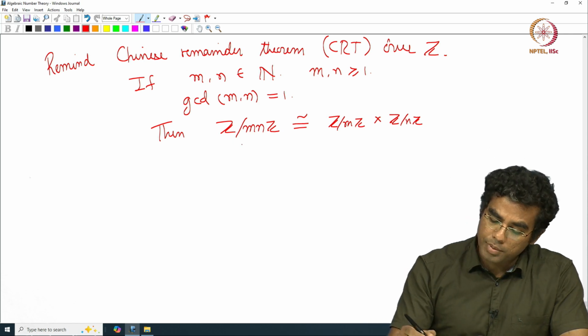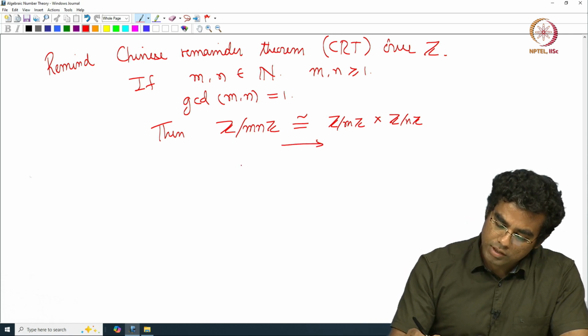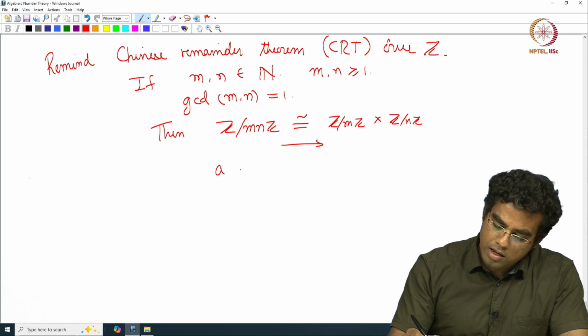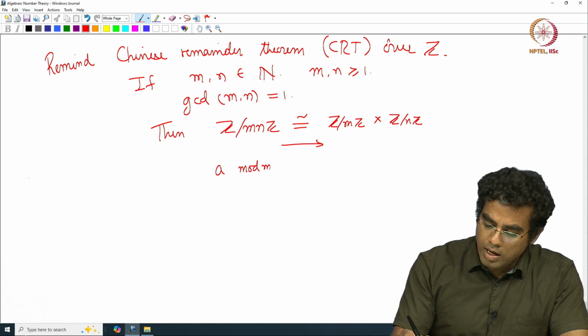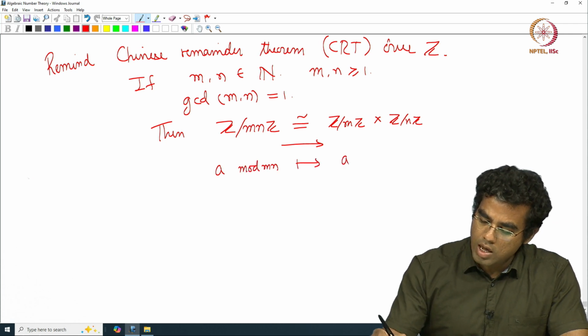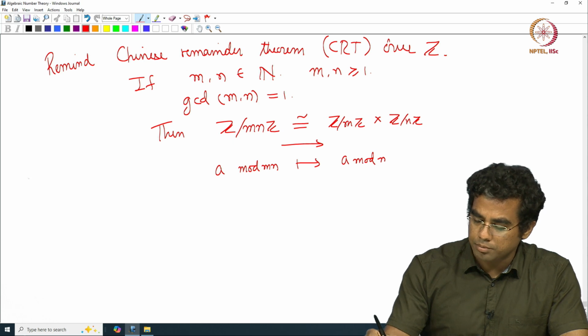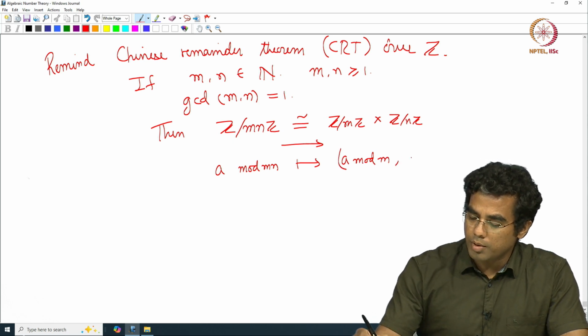And what is the map? Well, the map in this direction is given by, you take a mod mn and you send it to a mod m, comma a mod n.